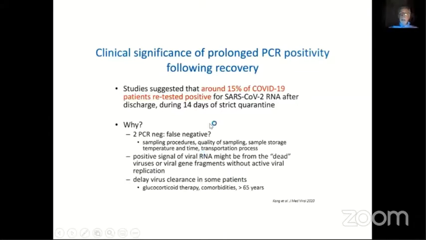There are in vitro studies that outline that the replication of the virus stops after a couple of weeks, more or less. There is some delay in virus clearance in some patients, depending on some therapy like glucocorticoids. There are also comorbidities in the older patients.